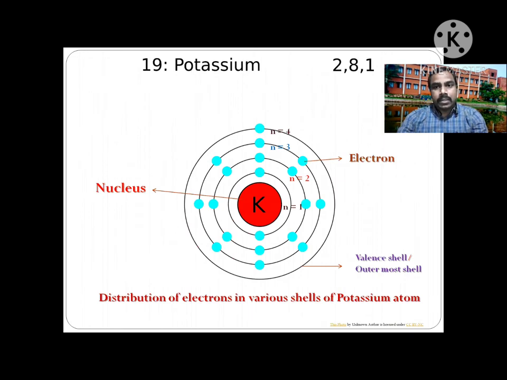For example, if we take potassium as our example, potassium's atomic number is 19 and its electronic configuration is 1s2 2s2 2p6 3s2 3p6 4s1, so 19 electrons are present. N equal to 1, first shell, 2 electrons are present. N equal to 2, second shell, 8 electrons are present. N equal to 3, third shell, 8 electrons are present. N equal to 4, fourth shell, 1 electron is present.